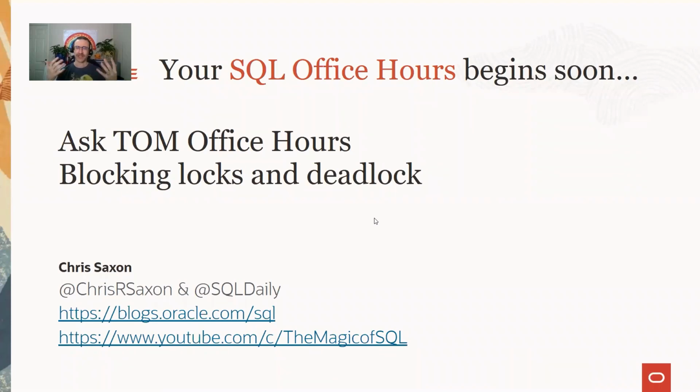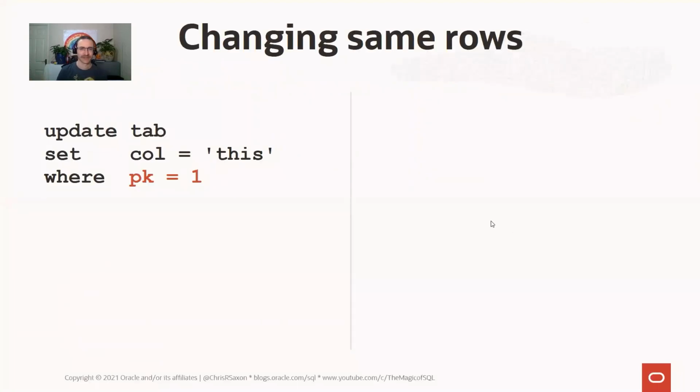So we started off, we can see we had two sessions and we ended up with a deadlock, and the database detected this and forced one of the sessions to roll back. So why does this happen in the first place? Well, whenever you've got two or more sessions trying to change the same rows at the same time, one of them is going to be stuck.